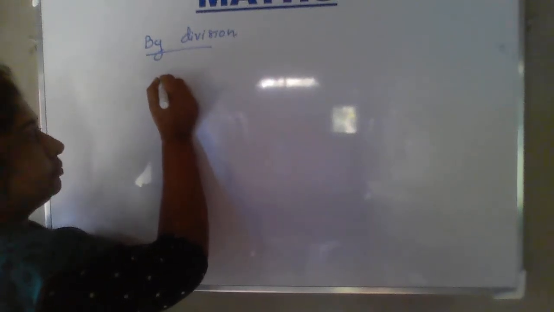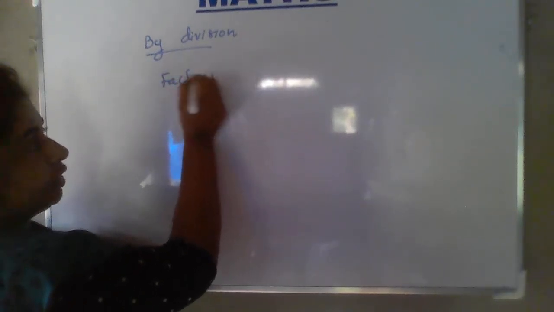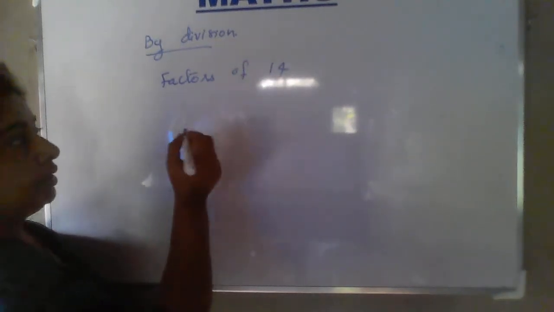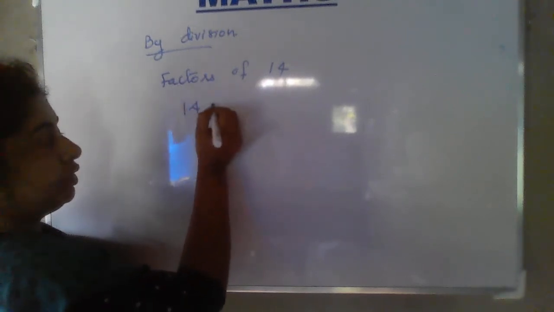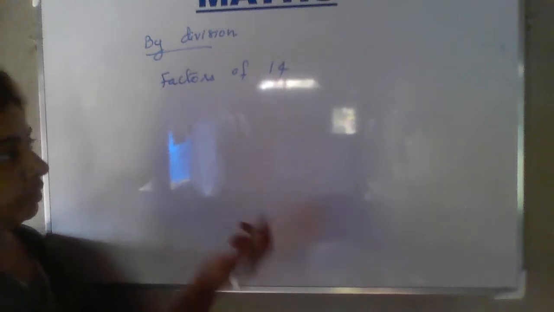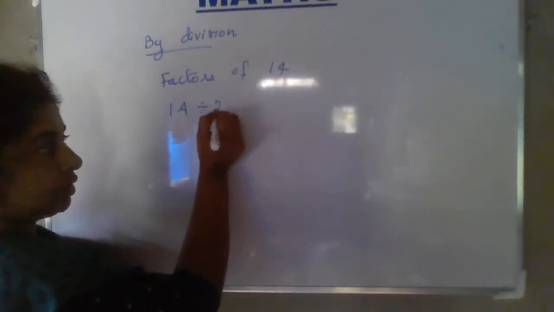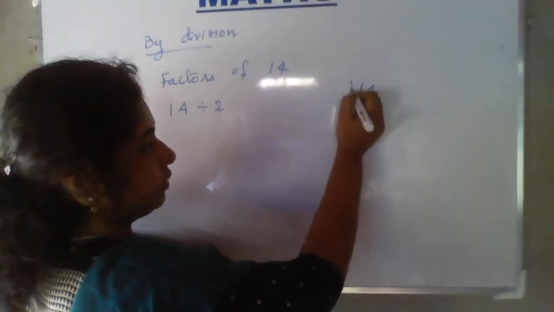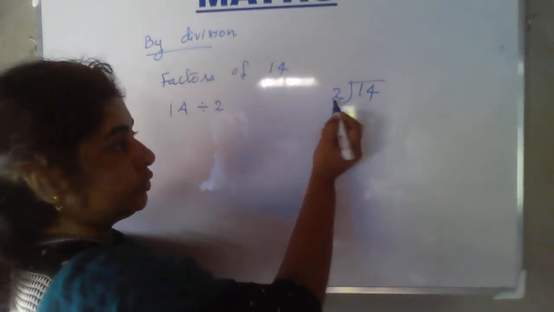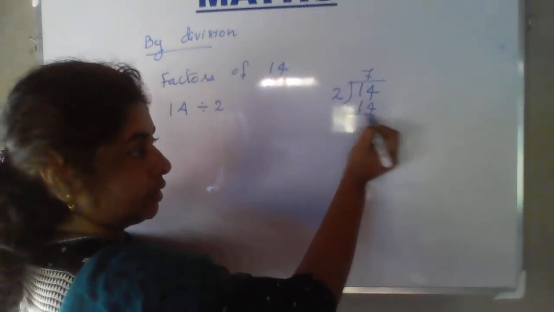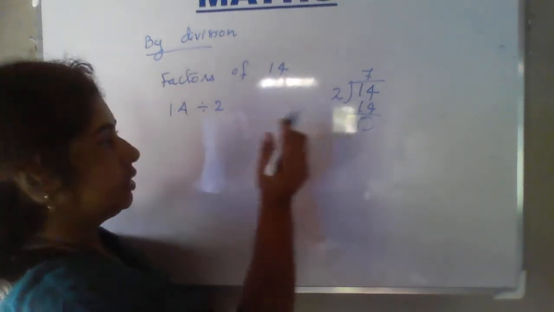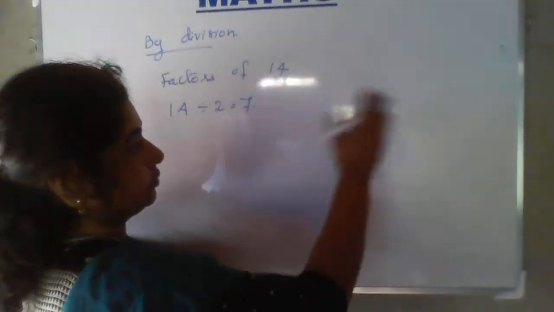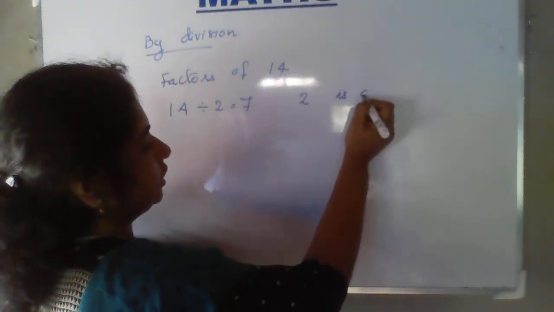Then, for example, factors of 14. We know that 1 is a factor of every number. Then dividing by 2. Check whether 2 is a factor or not. 14 divided by 2. We know that 2 × 7 is 14. Here the remainder is 0. So it has no remainder. So 2 is a factor of 14.